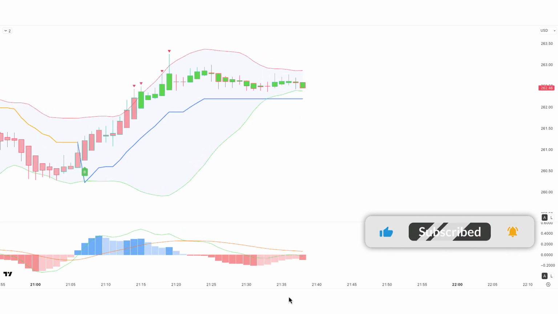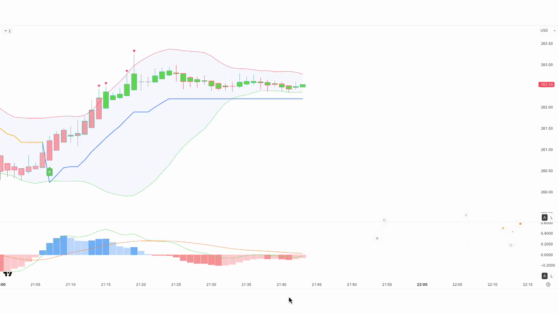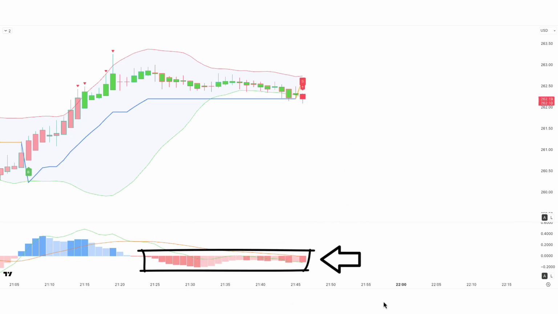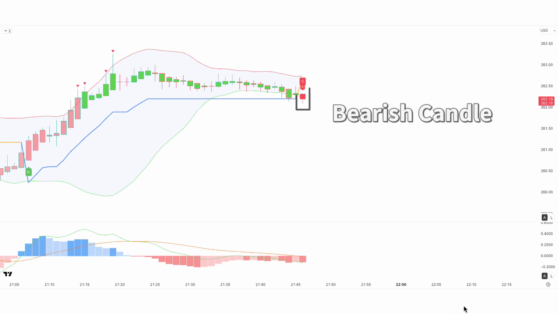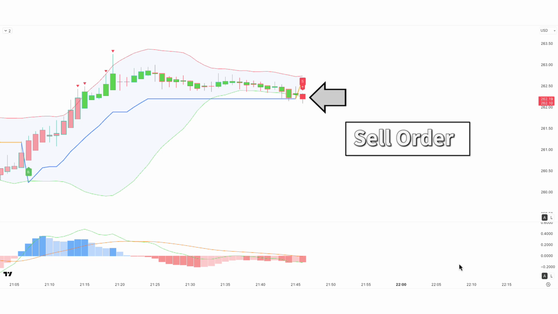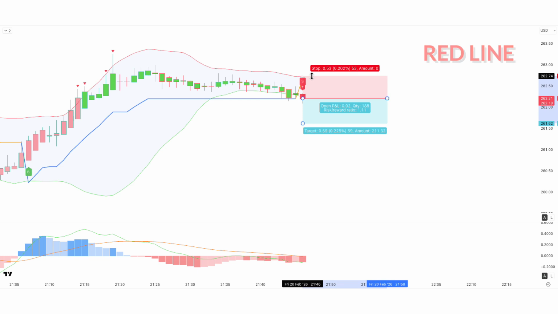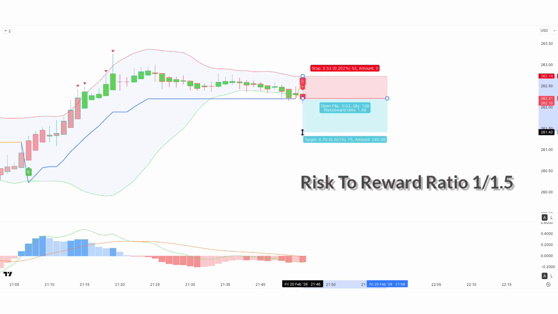Now our setup is ready. Let's see how we use these trading setups. When the RT signals arrow of this indicator is a sell signal, when the adaptive MACD indicator shows red columns, and when the market forms a bearish candle, if this condition is fulfilled, then we will place a sell order. Our stop loss is to be placed at the red line, and the risk to reward ratio will be 1:1.5.